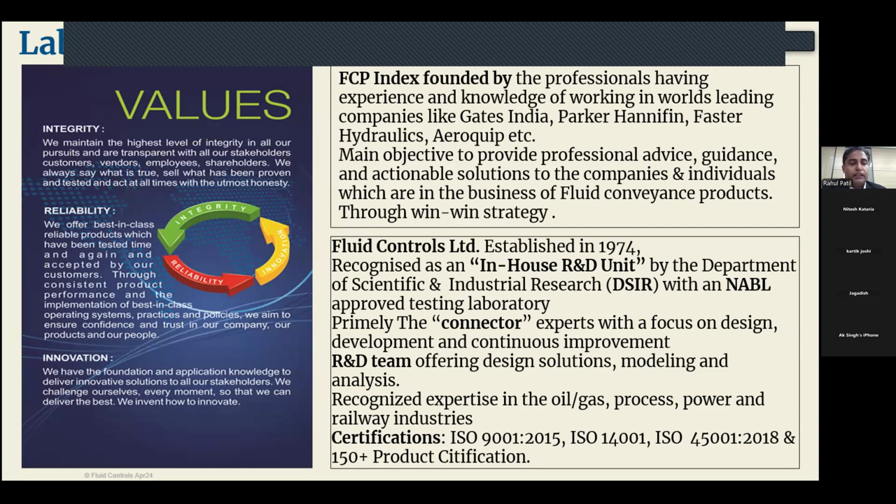Along with the product development, services, and offerings, this organization and laboratory is certified with ISO 9001:2015, ISO 14001, and ISO 45001. There are 150 plus products which can be tested, and certification has been done throughout the organization so far.